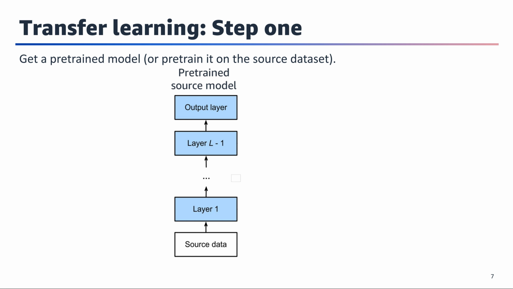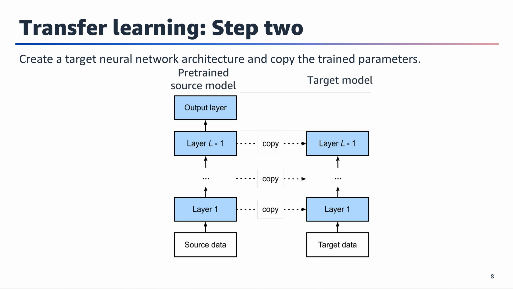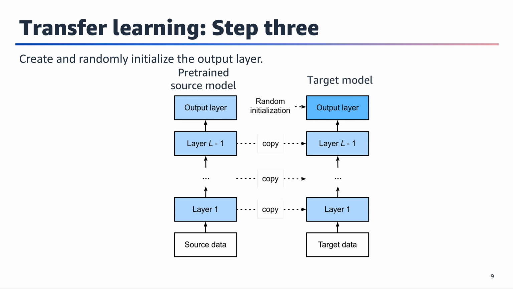The transfer learning process has four main steps. The first step is to get a pre-trained model, or pre-train it on the source dataset. Many pre-trained models are available to download. The second step is to create a target network and copy the trained parameters. The third step is to create and randomly initialize the output layer. Example: recall the cat classifier example. The original model has 1,000 classes, which means it will have 1,000 outputs. The target problem has only two classes. In this step, the last layer is initialized as an output layer with two outputs.